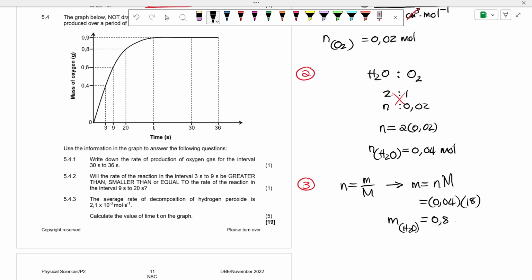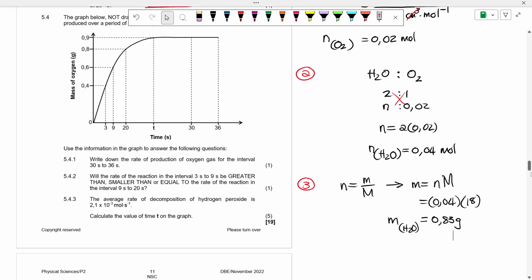0.72 grams. Okay. Let me change that. Okay. Any questions on this? It's a classical stoichiometric question. Quite simple according to me.